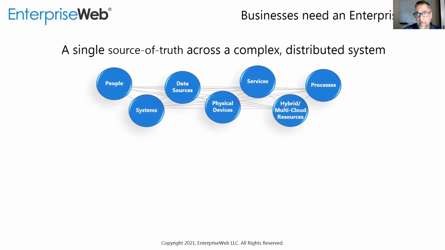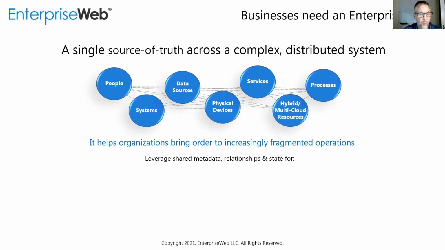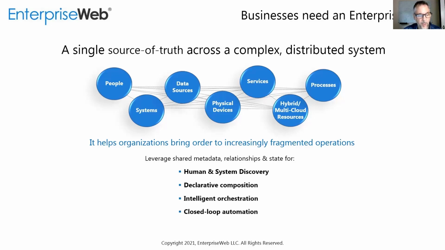So my thesis is that businesses need an enterprise web, a single source of truth across a complex distributed system. And what we're talking about here is a graph that helps organizations bring order to increasingly fragmented operations, a higher level model, a higher level abstraction. And this way they can leverage shared metadata, relationships, and state to not just drive human and system discovery, but also declarative composition, intelligent orchestration, closed-loop automation, and policy-based management.